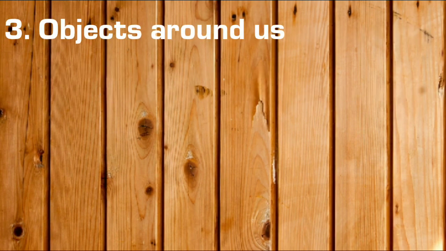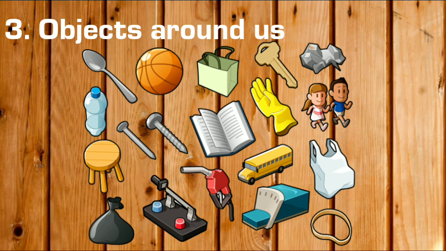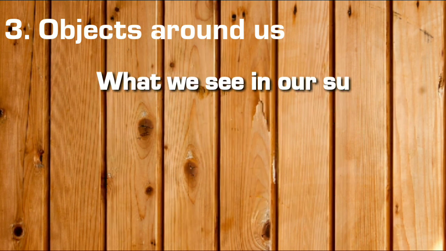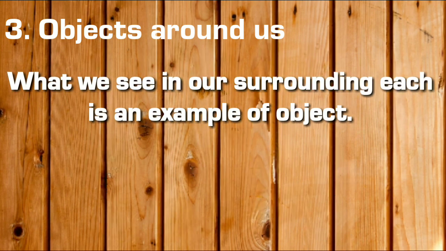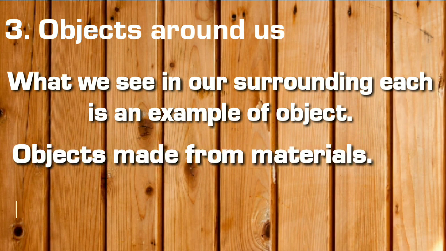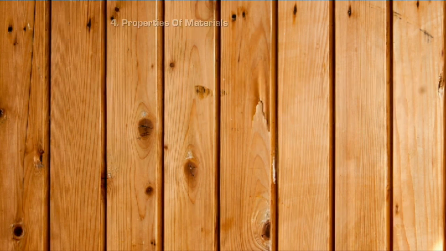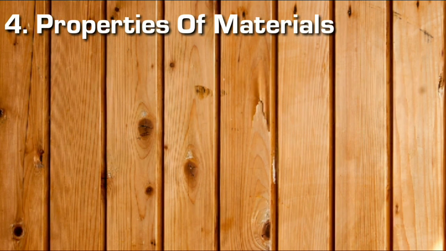Then we come to our third point, that is objects around us. What is an object? Whatever we see in our surroundings is an example of an object, and all are made from material. For example, table, chair, door, window, these are called objects and these are made up of wood. Did you get it? Now come to our last bit, that is properties of materials.